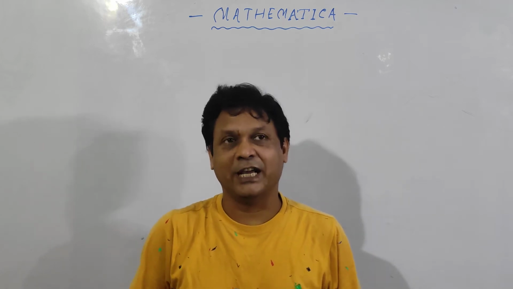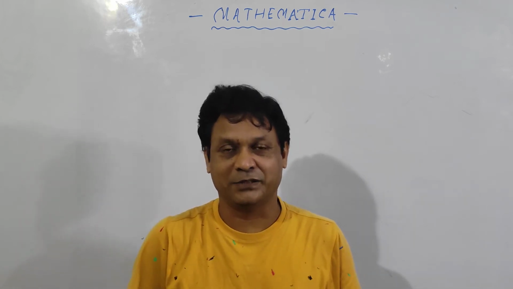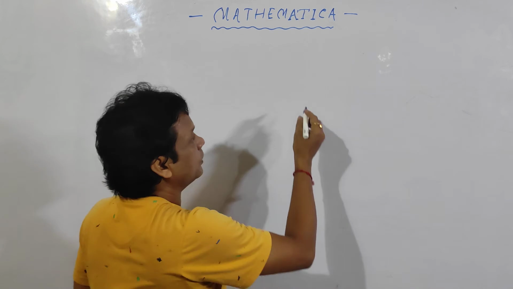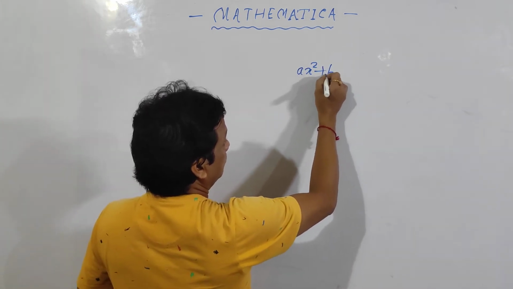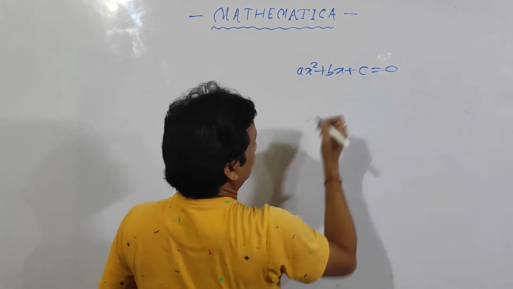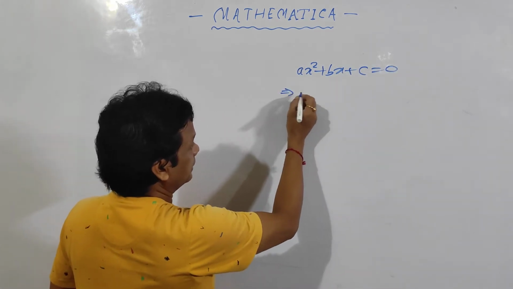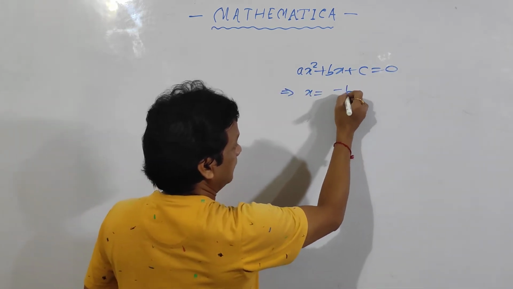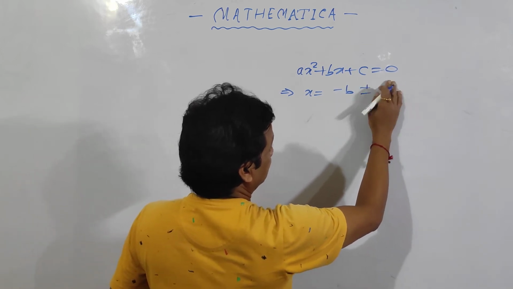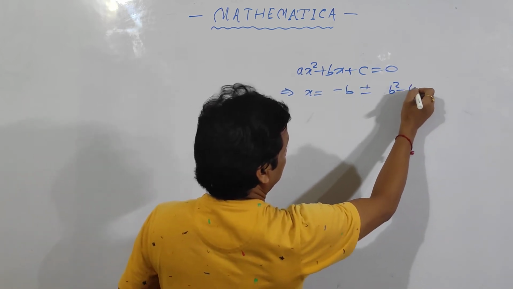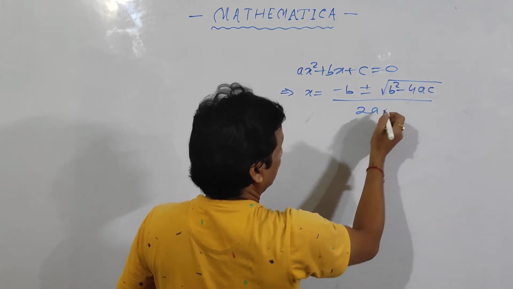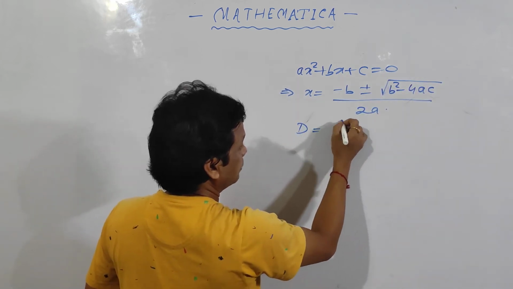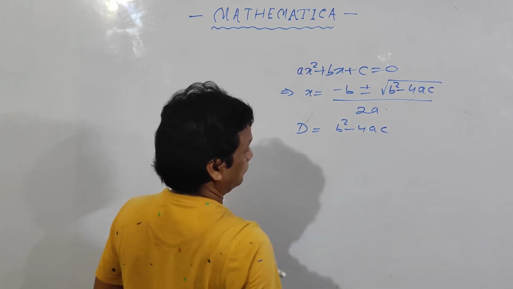What is the definition? I am going to tell you some interesting things. Can you tell me the geometrical concept of this one? ax² + bx + c = 0. What is the solution of this one? The solution is x = (-b ± √(b² - 4ac)) / 2a, and here the discriminant D = b² - 4ac.